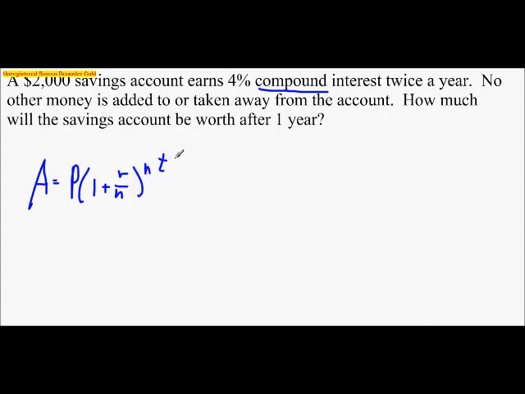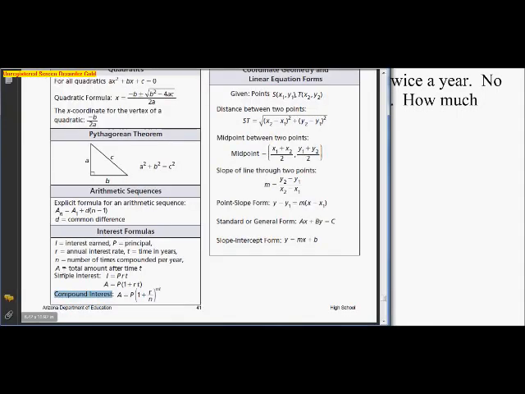We've got a couple of different letters there, and we should know what most of them mean. The A, if you forget, is the total amount after time T, so the total amount earned after a certain amount of time. The P is the principal, the amount of money you're starting with. The R is the interest rate, usually a percentage. T is the number of years, and the new letter here is N, which is the number of times compounded per year. We'll get to that in a second.